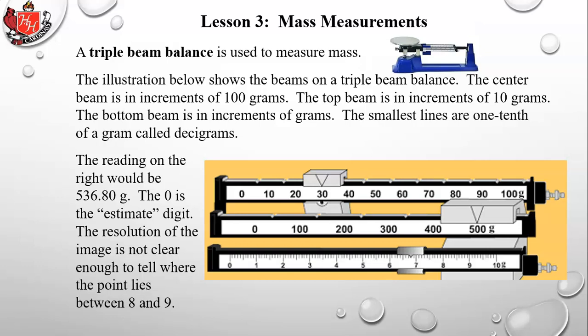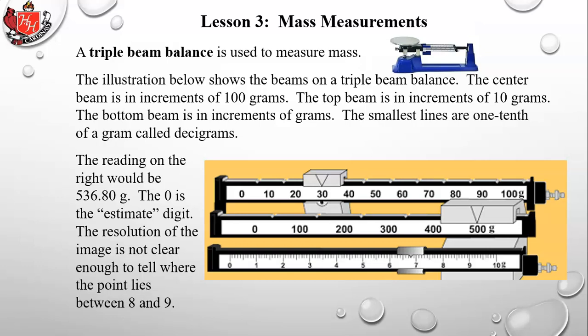Okay, so it's 500 because the largest increments are in the central beam, and you see it's at 500. And then the top beam is in increments of 10 grams. That's at 30, so that's 530. And then you can see the grams down at the bottom are between 6 and 7. So it's 536. And then you go to one of the decigrams, one of the tenths of a gram. So that would be, it looks like it's at about 8.